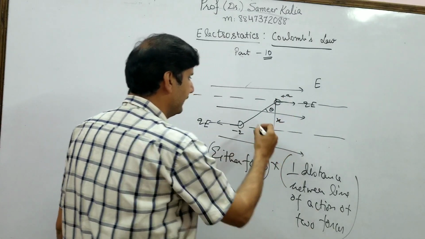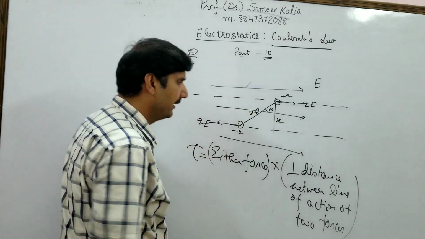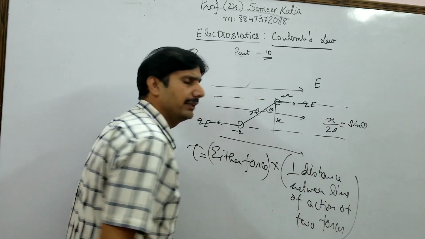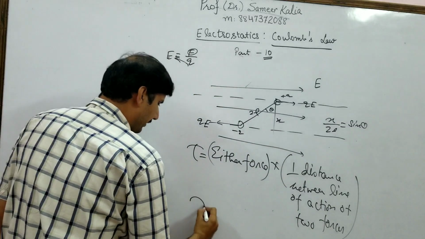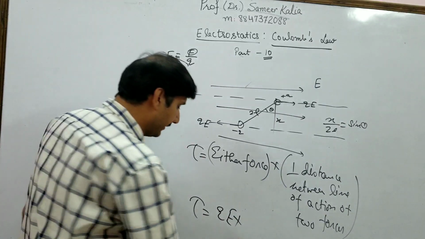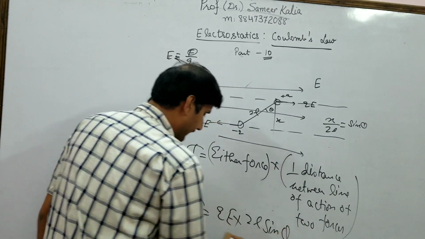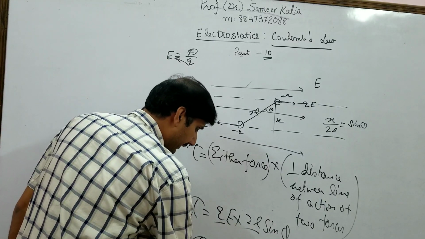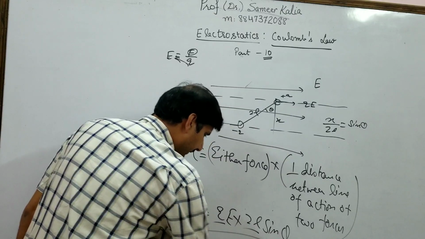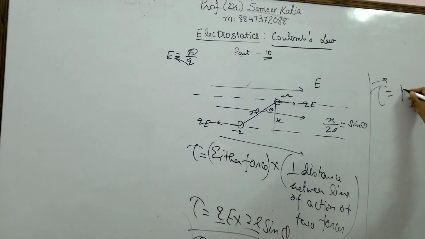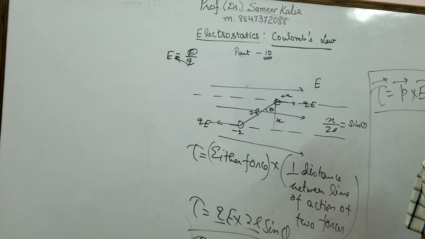Let's say I call that x. This distance is 2l. This angle is theta. It is very easy to say that x by 2l is equal to sine theta. So perpendicular distance is 2l sine theta. Just putting over here, torque is equal to either force, which was qE, into the perpendicular distance which you found, 2l sine theta. q into 2l can be written as p. So it is pE sine theta as far as its magnitude is concerned. In vector form, torque can be written as p cross E.